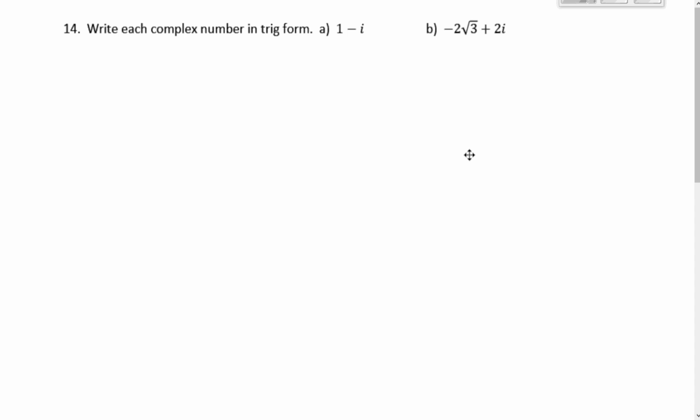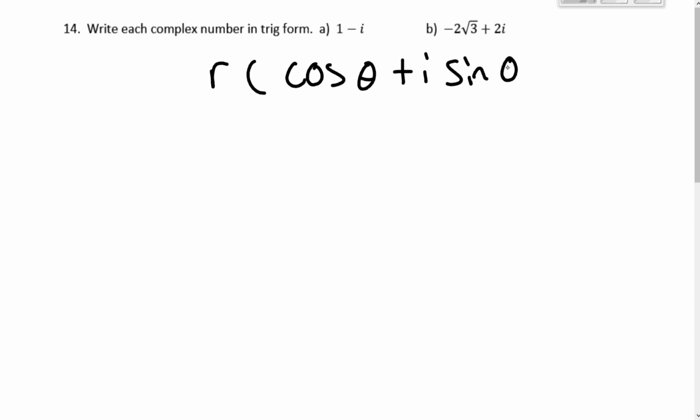There's a video on some new stuff, basically from chapter 8. So we have trig form. Trig form is r times cosine of theta plus i sine of theta.